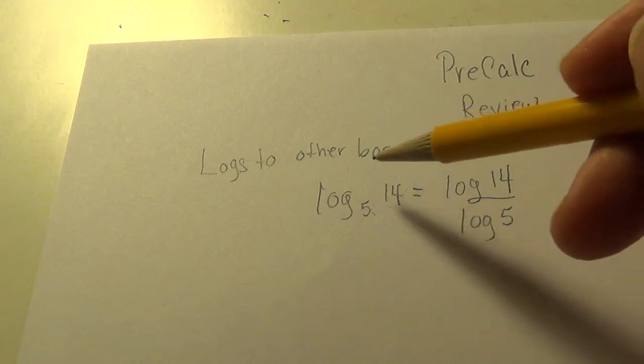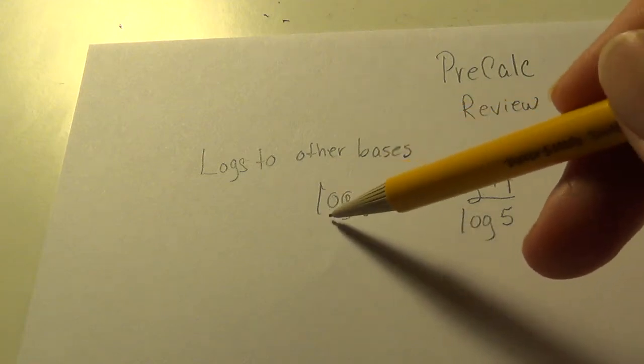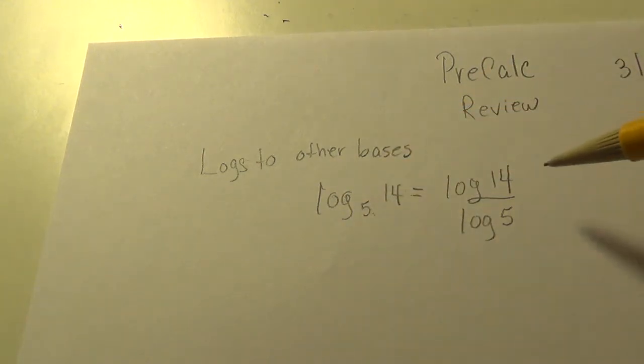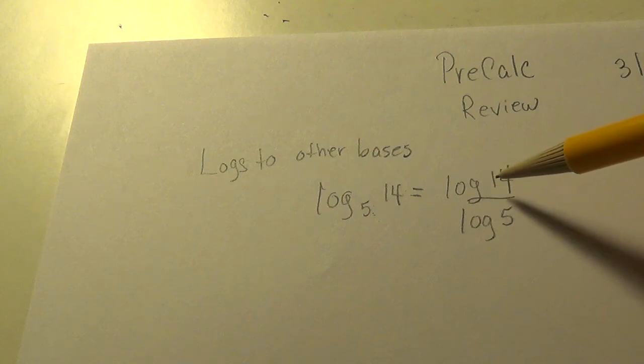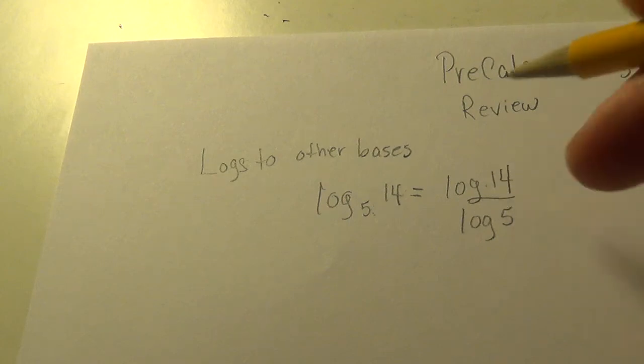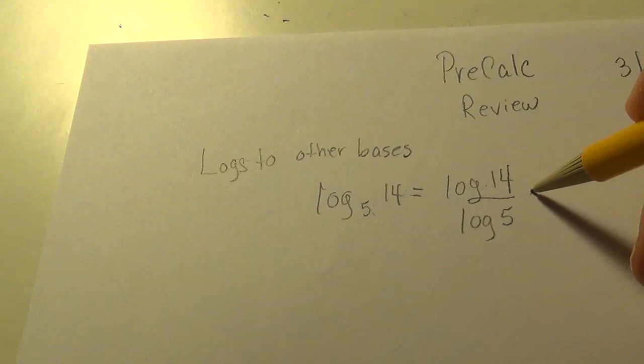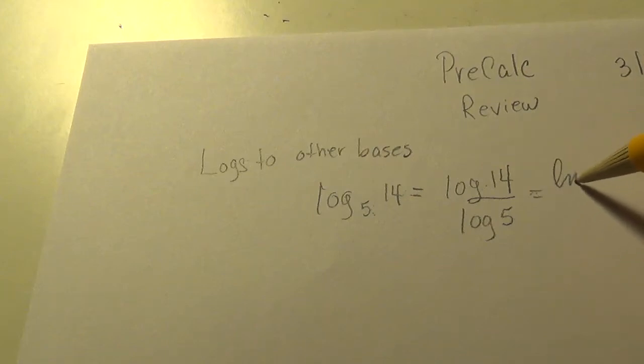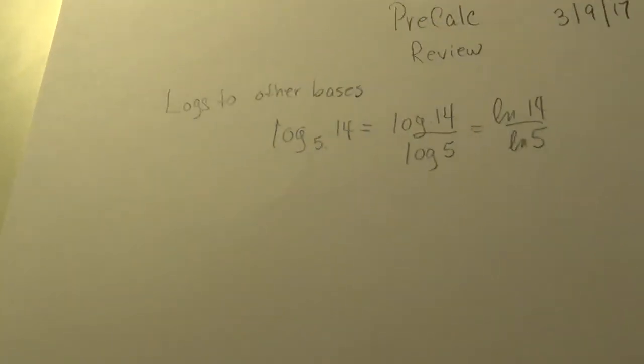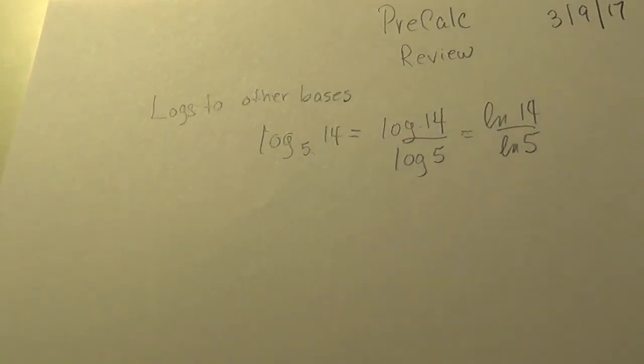So we're going to take the log of the high number over the log of the low number, and this is a log. We do have that button on our calculator. It is base 10, or we could use ln of 14 over ln of 5. They will give us the same answer. Alright, so just a review on how to take logs to other bases that aren't on your calculator.